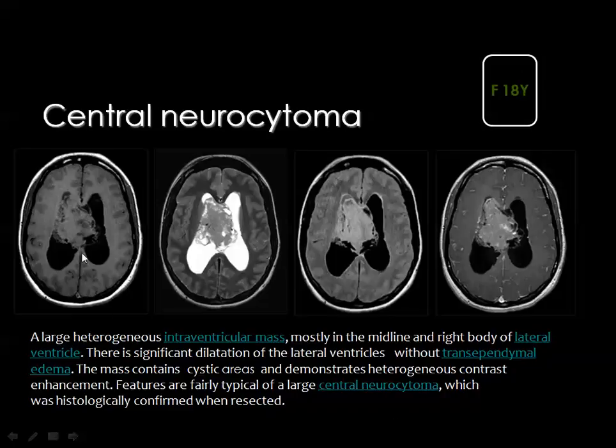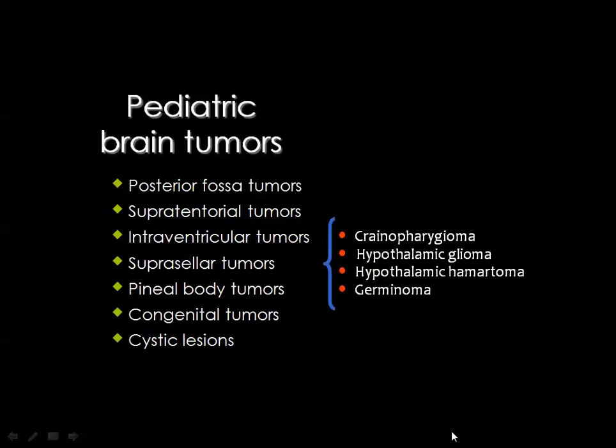This is T1, T2, the FLAIR, and T1 post contrast. And you see the cystic areas within the tumor showing low signal in the T1 and high signal in the T2. Of course, MRI is less sensitive for detection of calcium compared to the CT scan.